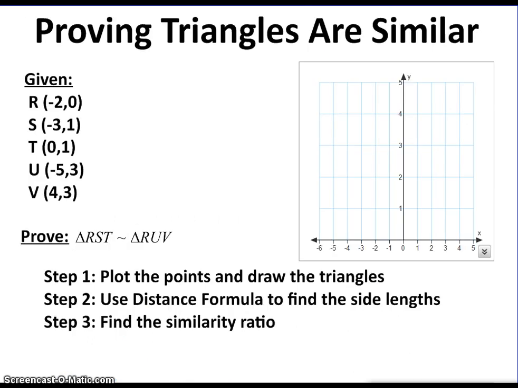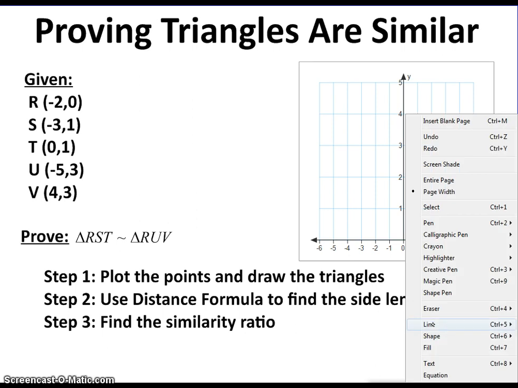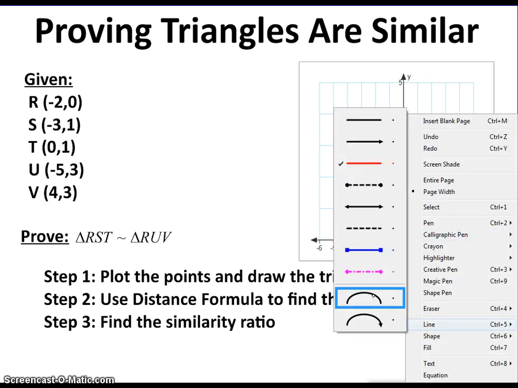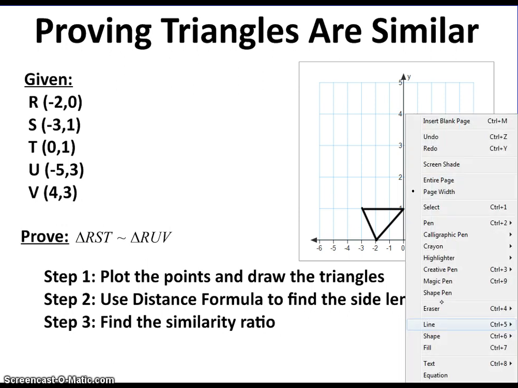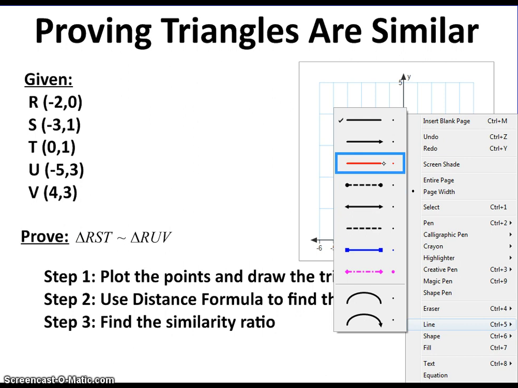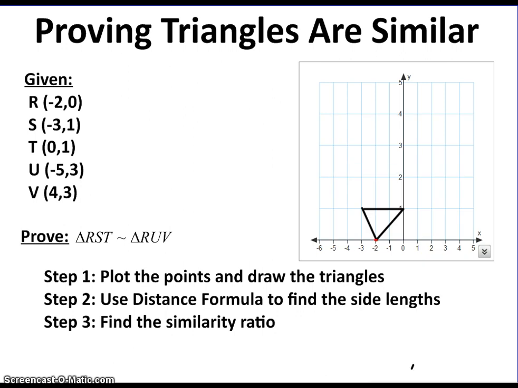Alright, so let's go ahead and prove that these two triangles are similar. I am again ignoring the distance formula and doing angle-angle similarity. So R is at negative 2, 0, S is negative 3, 1, and T is 0, 1. So that's my first triangle. And then the second triangle, I need a different color. We'll go negative 5, 3, 4, 3.